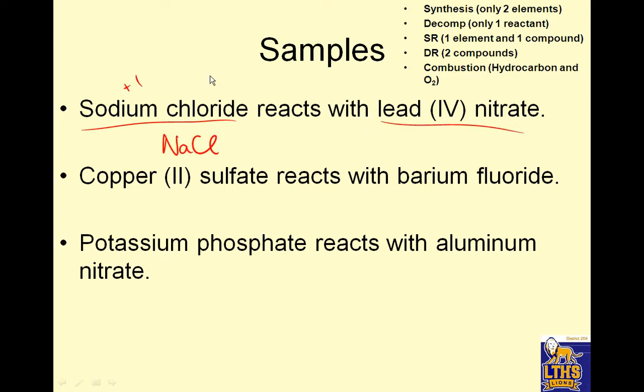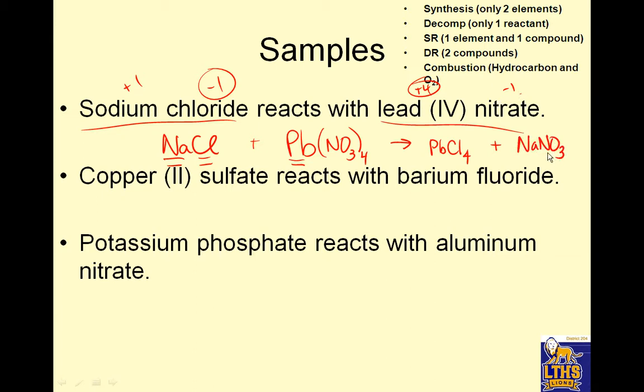So here's some samples. Look, I have a compound and a compound. Compound NaCl, +1 -1. Compound lead 4 nitrate. Lead 4 is +4, nitrate's a -1. So I got Pb(NO3)4. All right. Arrow, double replacement, cancel the charge. Once it's first, it's always first. Here's lead. Lead has a +4. Here's chloride. Chloride has a -1. So I have a PbCl4, cancel charge. All right. Next, I have sodium +1. Nitrate, -1. NaNO3.